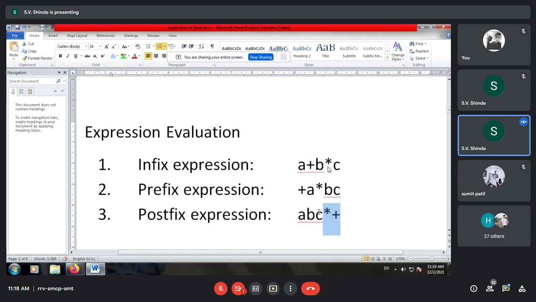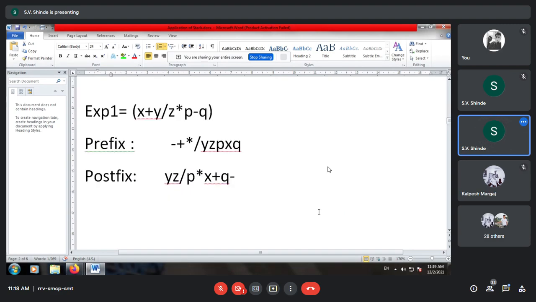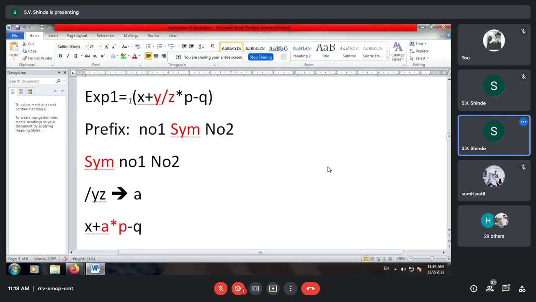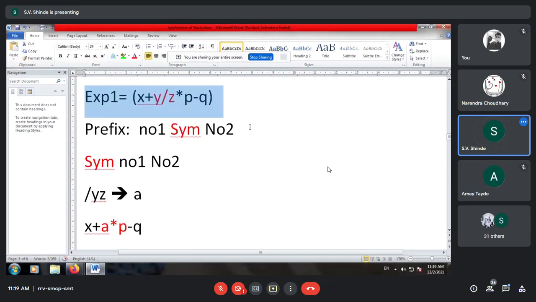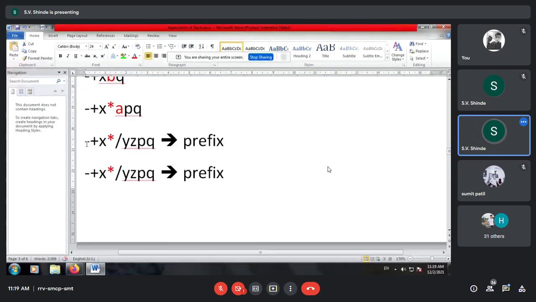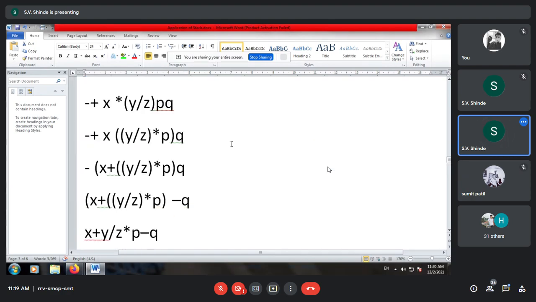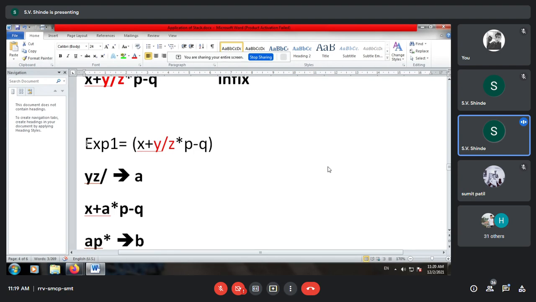Now, yesterday we had discussed the conversion of an infix expression into its equivalent prefix. Now let us check how we can convert the same expression, that is expression 1, from infix to postfix. So in the previous session we have discussed this prefix. Now let us move to our postfix expressions. So we'll take the same example.